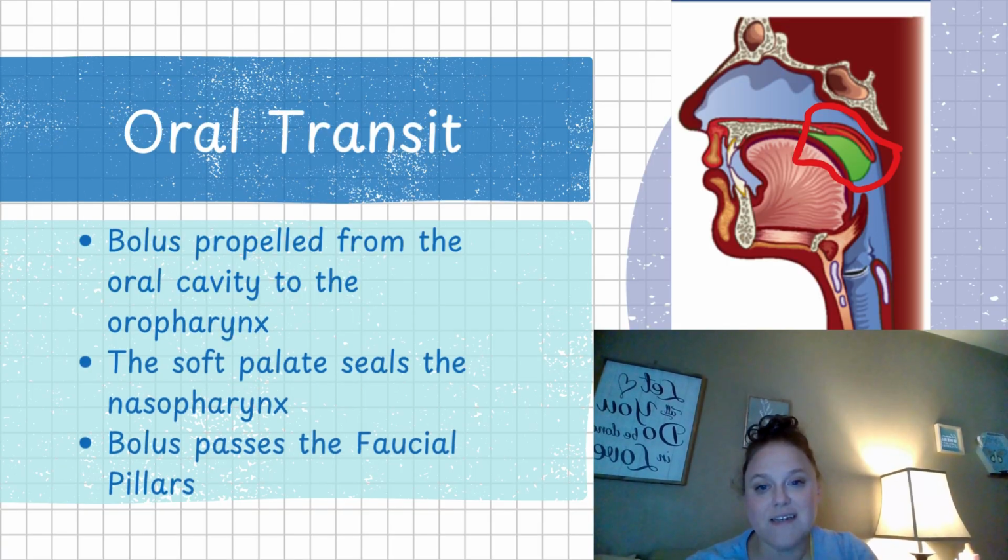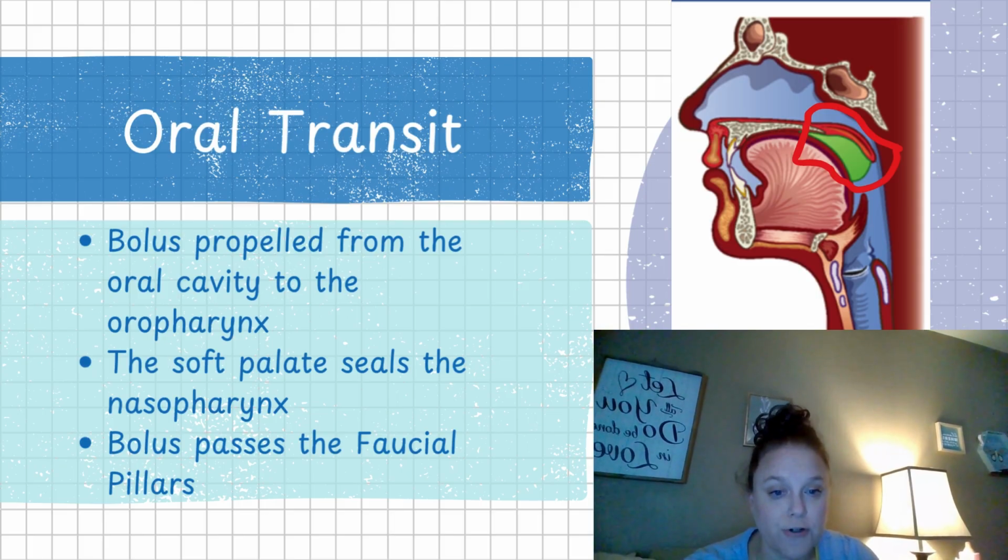The next phase is a voluntary phase called the oral transit phase. This phase usually will last about 1 second. The bolus that we were previously speaking about in this phase is propelled posteriorly from the oral cavity to the oropharynx. This movement is driven by both intrinsic and extrinsic muscles of the tongue. The intrinsic muscles are comprised of the superior and inferior longitudinal, the transverse, and the vertical. These are responsible for shaping the tongue.